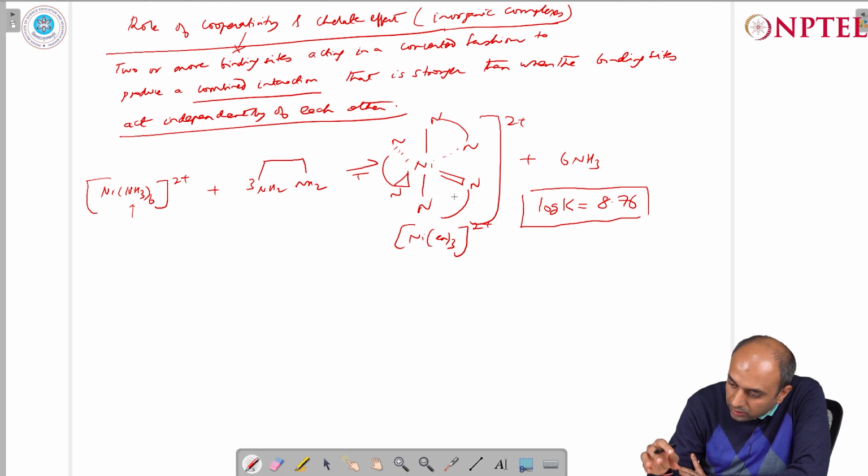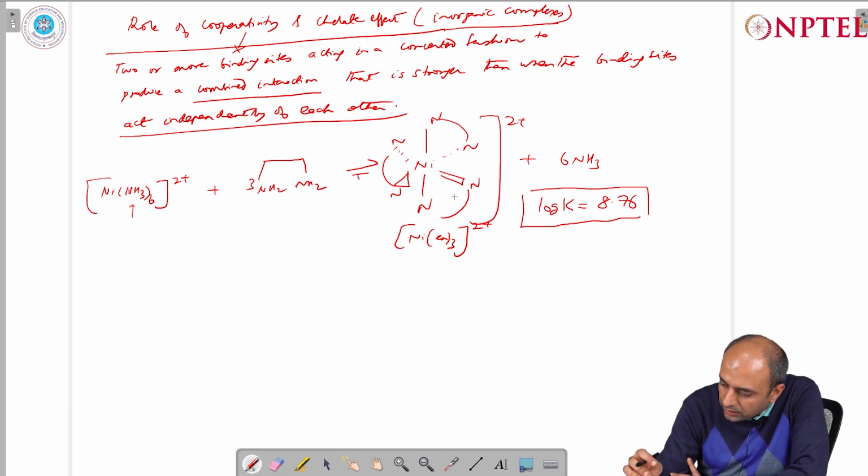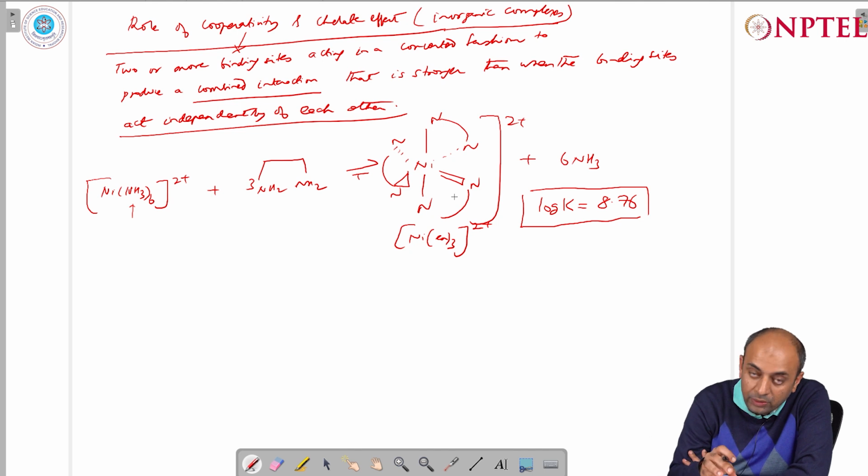And this is what drives the stability of this complex. Why is it that the tris ethylene diamine nickel 2+ complex is more stable? It is because the dissociation of the ethylene diamine ligand is not facile, because it is anchored by the presence of 2 nitrogen sites, and this is what gives stability to this particular complex, and it is much more stable than the hexamine nickel 2+ complex.